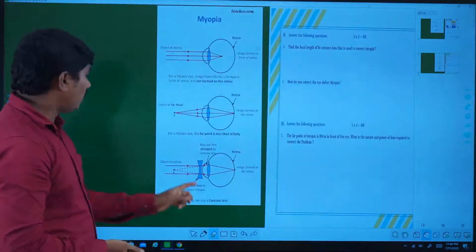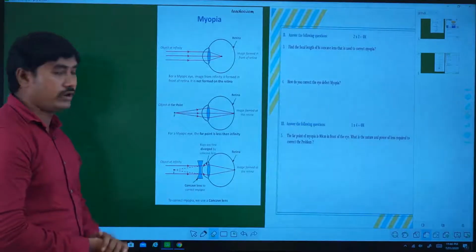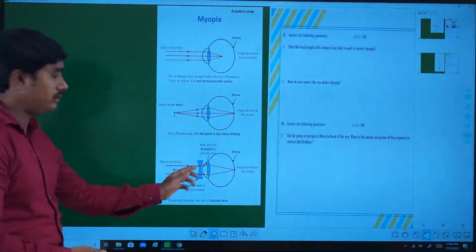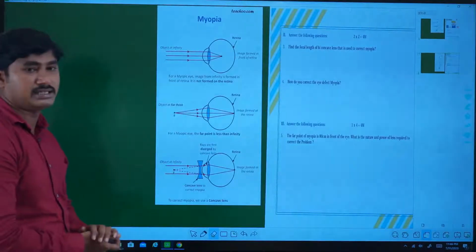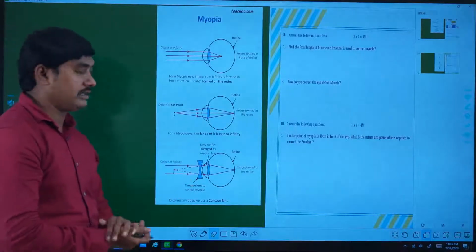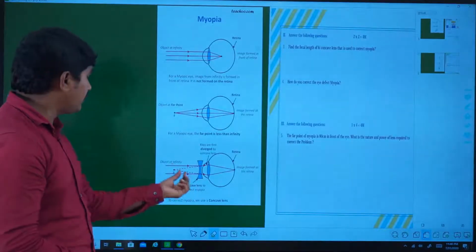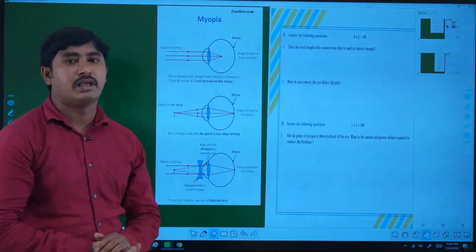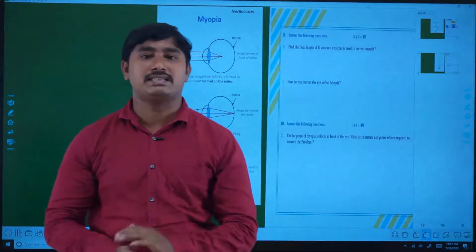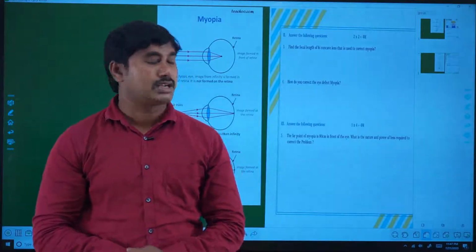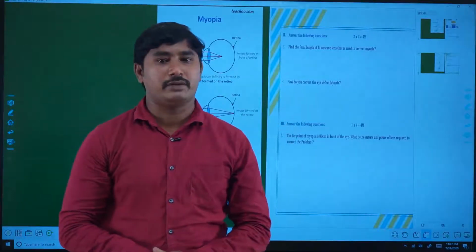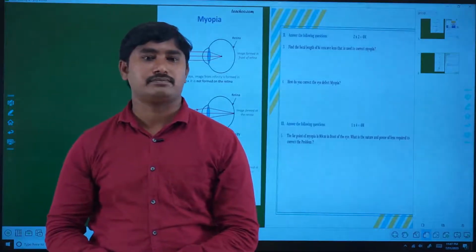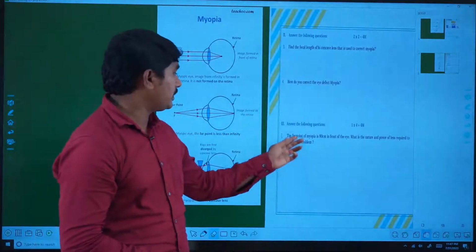When you use the biconcave lens, the object that is beyond the far point is shifted between the far point and the least distance. The image acts like an object. So when the object is between the far point and the least distance, automatically the image is formed on the retina. When the image is formed on the retina, people can see the object very clearly. That is how we correct the myopia defect using a biconcave lens. So this is question number 4.